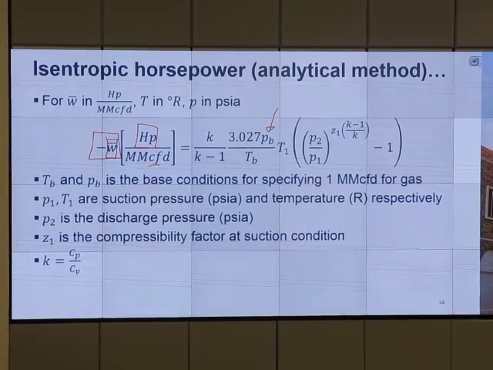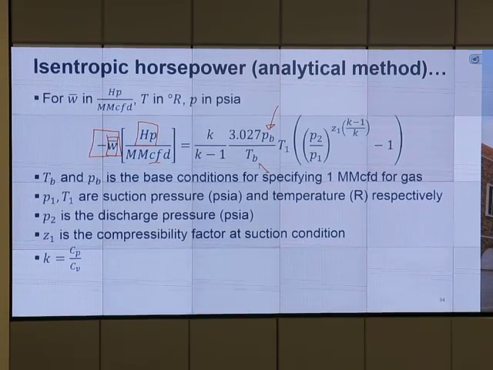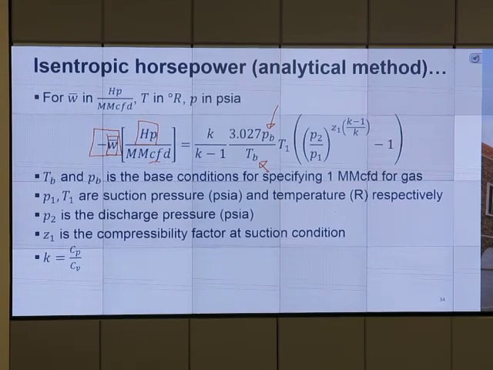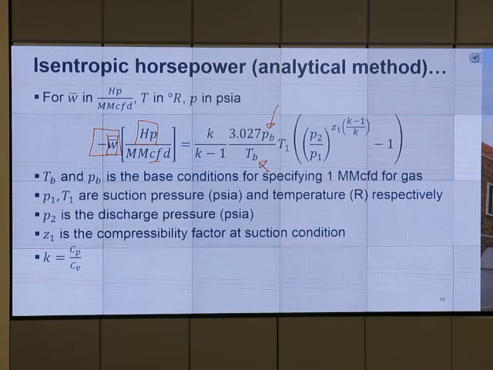Friends, pressure of base and base temperature, everything has to be in absolute units. So T is in Rankine, R, not F. P1 is in psia. When we do everything, we get the value. Very easy. And we know how many horsepower per MMSCFD we have. If we know how many MMSCFD we have, then we can know horsepower.